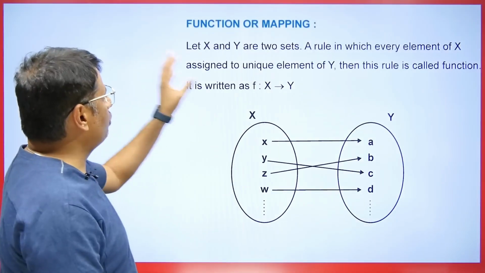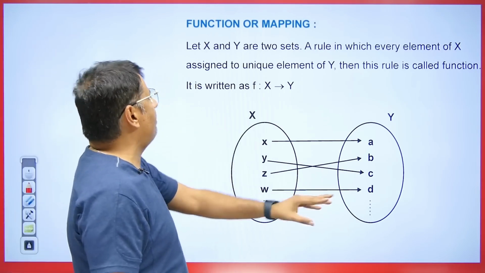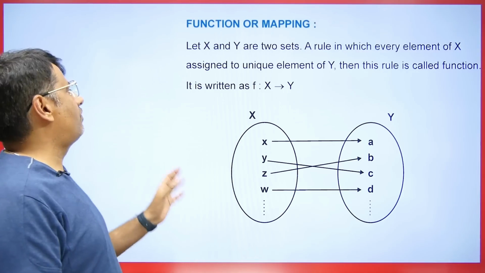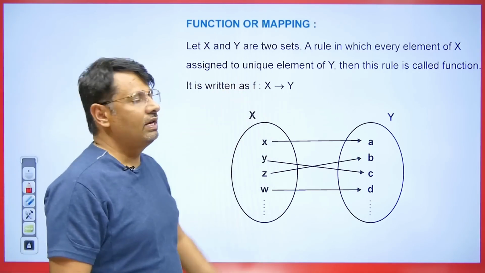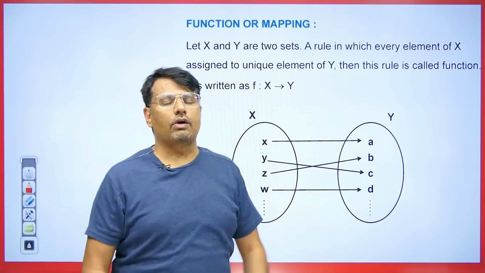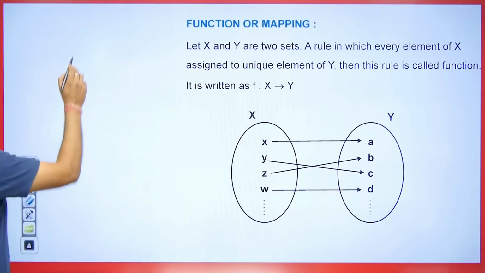So students, what is a function? X and Y are two sets, and there is a rule by which every element of X is assigned to a unique element of Y. Then this rule is called a function, and it is written as f: X to Y. Okay students? So every element of this set is assigned to an element of that set. Let me give you an example to help you understand.